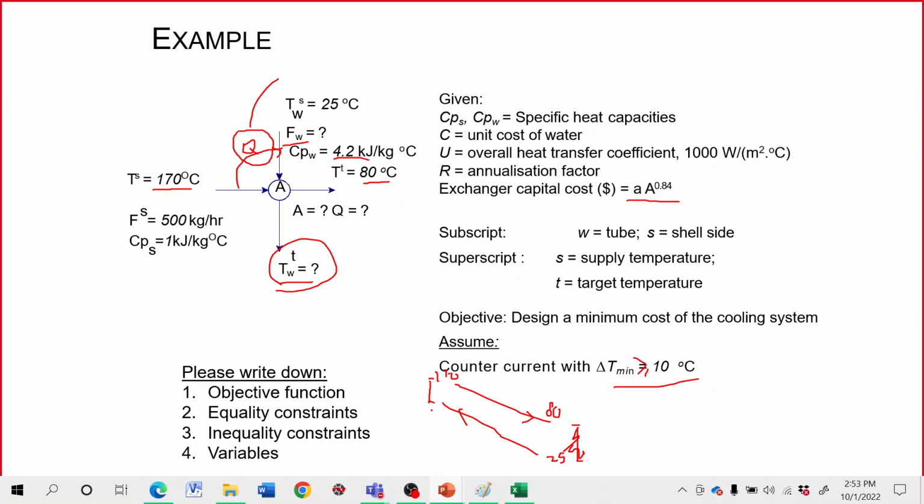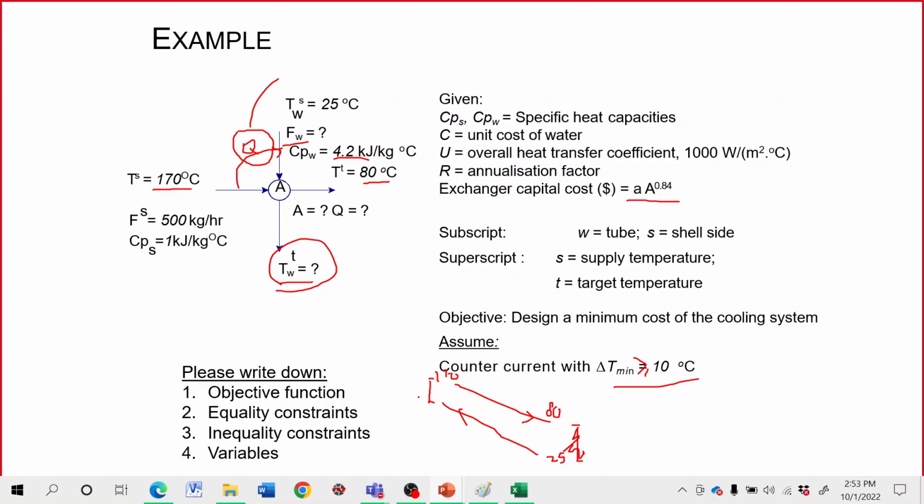So you can have like 160 degrees C, 150 degrees C, and so on at the outlet of the cooling water. But you cannot go above 160 degrees C because we have these constraints, larger than or equal to. So that's another inequality constraint that we can see from this problem.